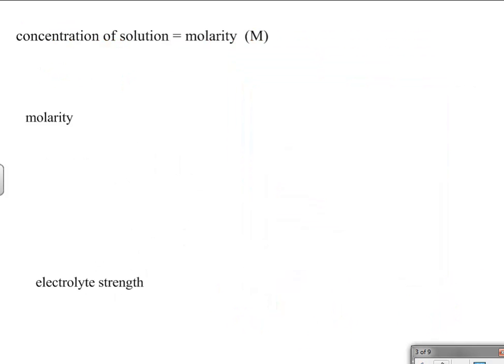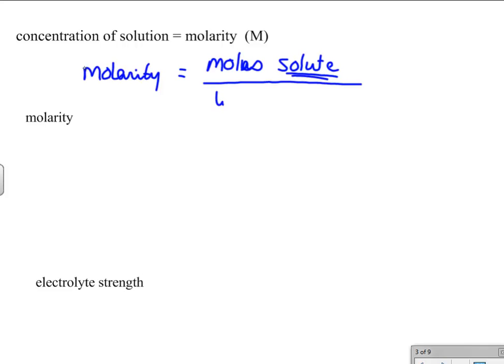So when we're talking about how much is present of substances in a solution, one way we can talk about it is the molarity. Molarity is the measure of the number of moles of a solute divided by the volume in liters of the solution. So it's moles of solute over liters of solution. Molarity is a measure of concentration, or how many particles of solute are present in the solution.